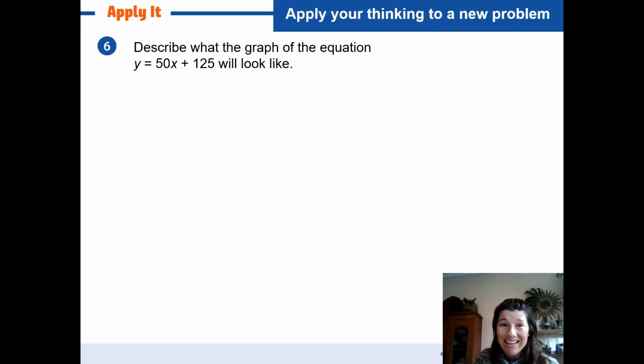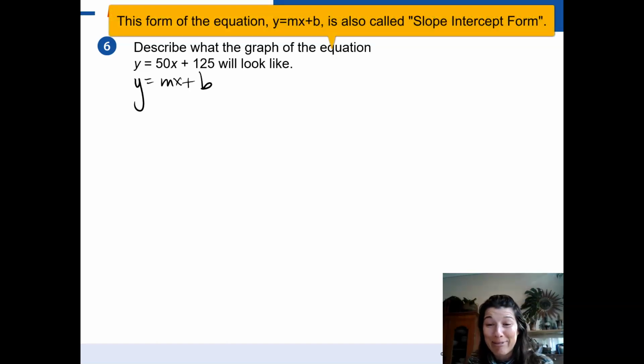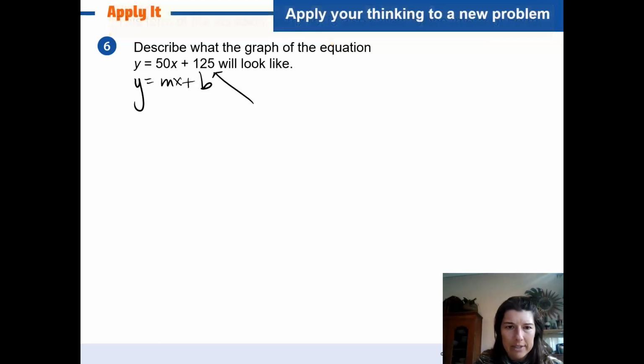So for number 6, describe what the graph of the equation y equals 50x plus 125 will look like. Reminder, you can tell a lot about a graph by looking at it in y equals mx plus b form. B is holding the place for your y-intercept. So what does it mean if you have a y-intercept at 125? Where is that graph going to start? It's going to start above the origin or below the origin? It's going to start above the origin.